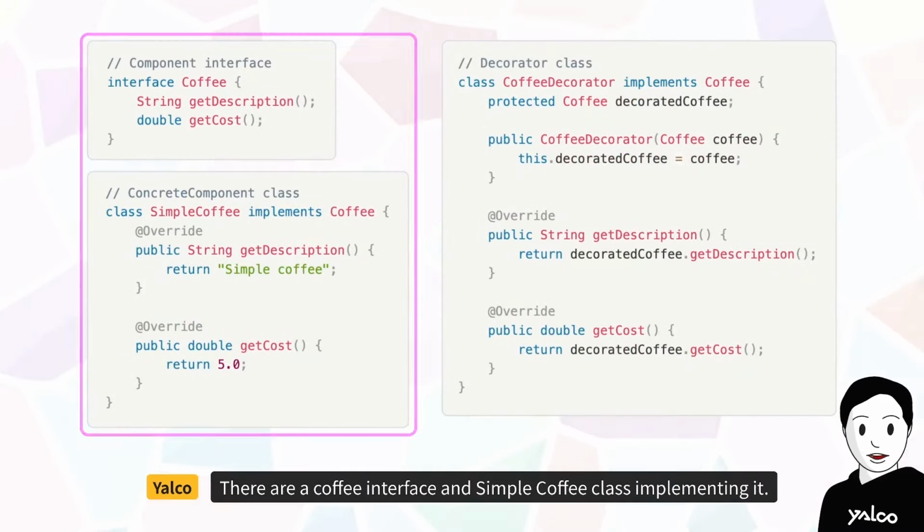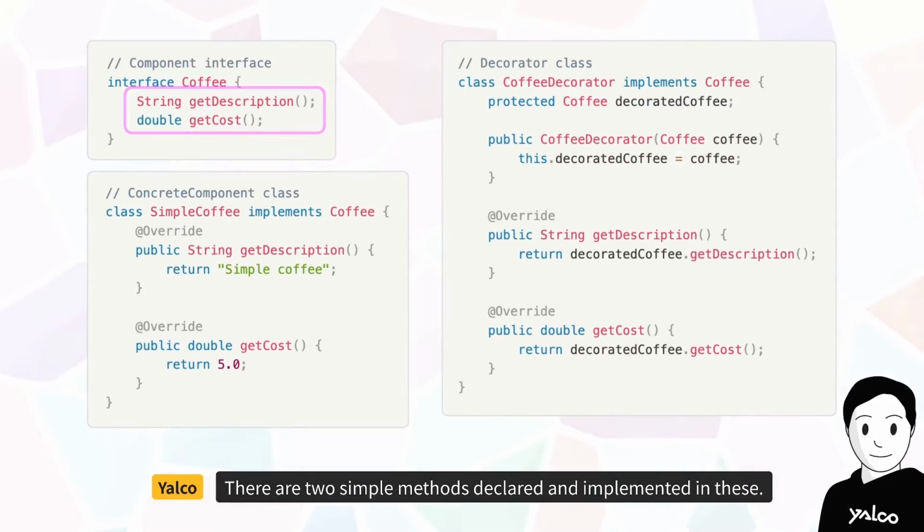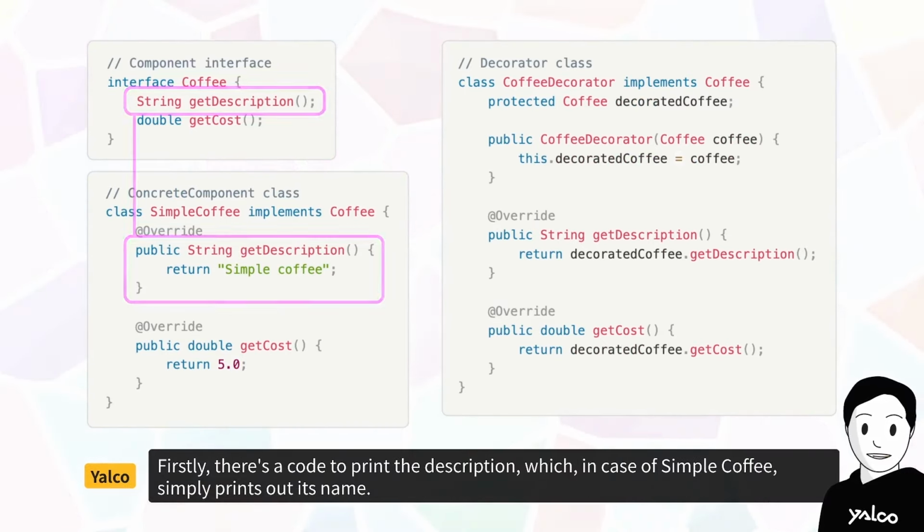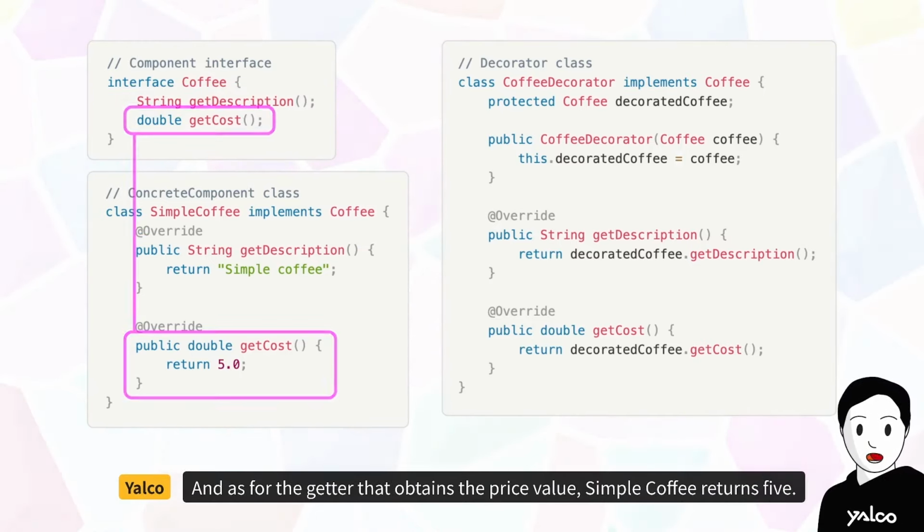There are a coffee interface and simple coffee class implementing it. There are two simple methods declared and implemented in these. Firstly, there's a code to print the description, which, in case of simple coffee, simply prints out its name. And as for the getter that obtains the price value, simple coffee returns 5.